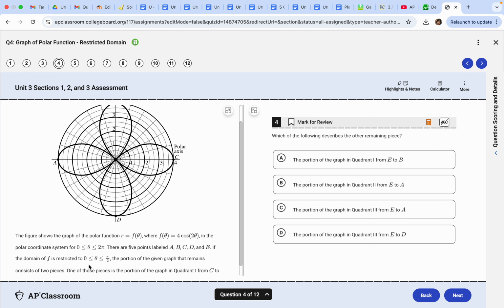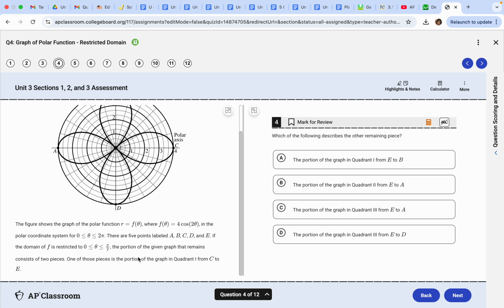It says, well, what if we restrict the domain just to 0 to pi over 2? The portion of the graph that remains has two pieces. So when we restrict it, it only has two pieces. One of those pieces is from C to E. I mean, really, we don't even have to graph it.